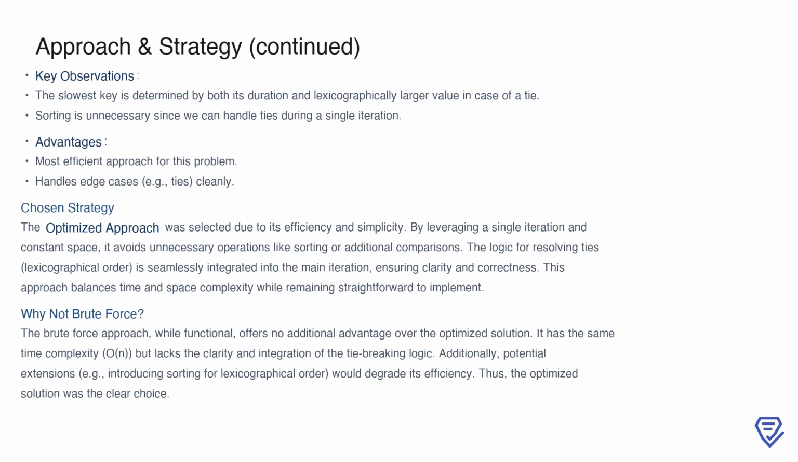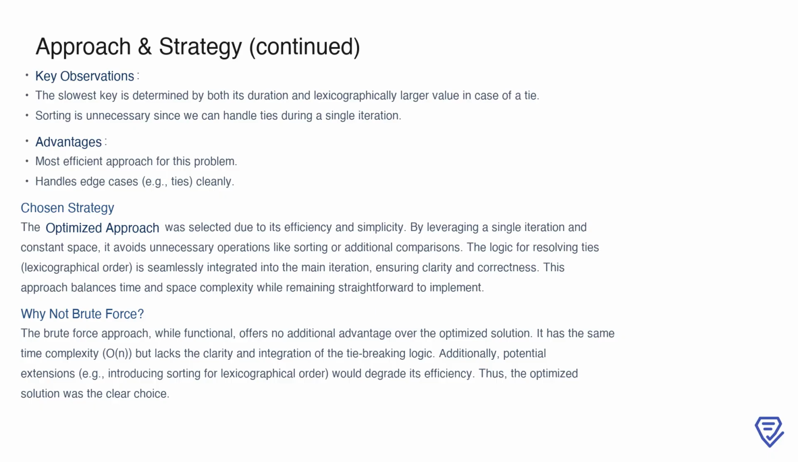The optimized solution stands out due to its ability to determine the slowest key efficiently by considering both the duration of the key press and lexicographical order in case of ties. Sorting the data is unnecessary because the tie-breaking logic is integrated into the single iteration, which makes the approach both clean and efficient. One key advantage of this method is that it naturally handles edge cases, such as ties between keys, without requiring additional computations.